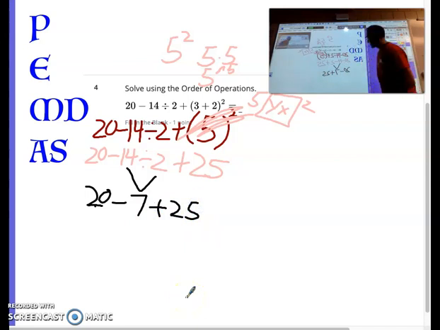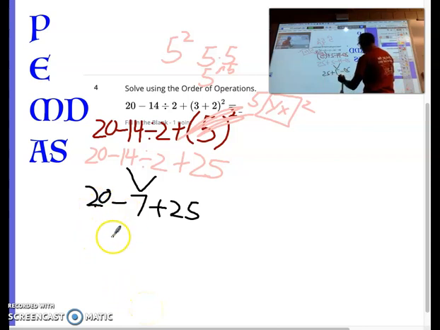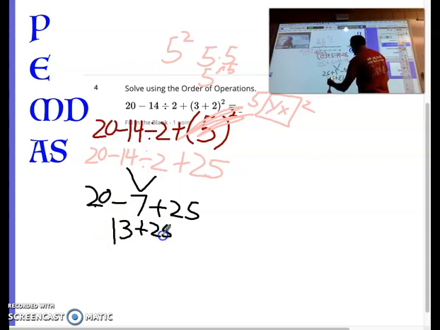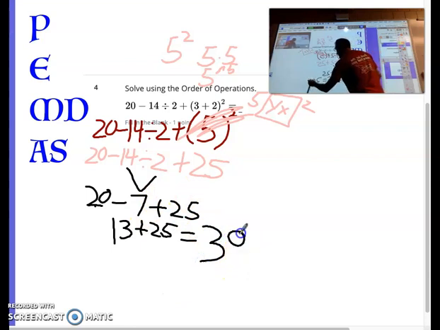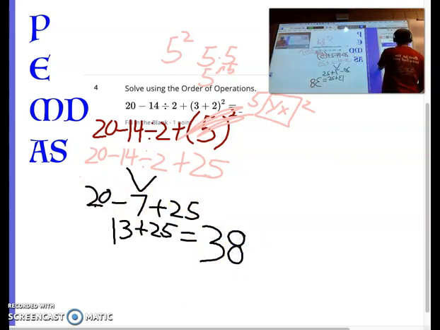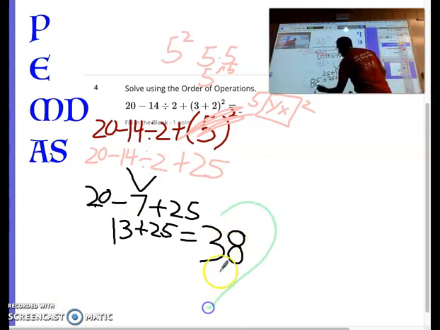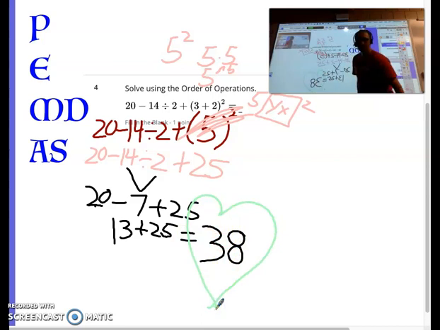Again, we have a tie. We have a tie with addition and subtraction. What do I do when there's a tie with addition and subtraction? That's right, we move from the left side to the right side, just like we read. 20 minus 7 is 13, plus 25, I believe, gives us an answer of 38. And because we're so proud of our work, we're going to circle it with a heart to set our work apart.